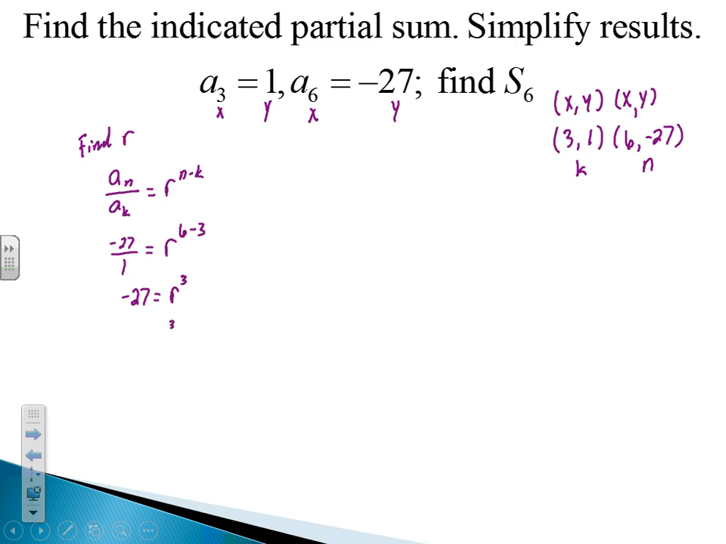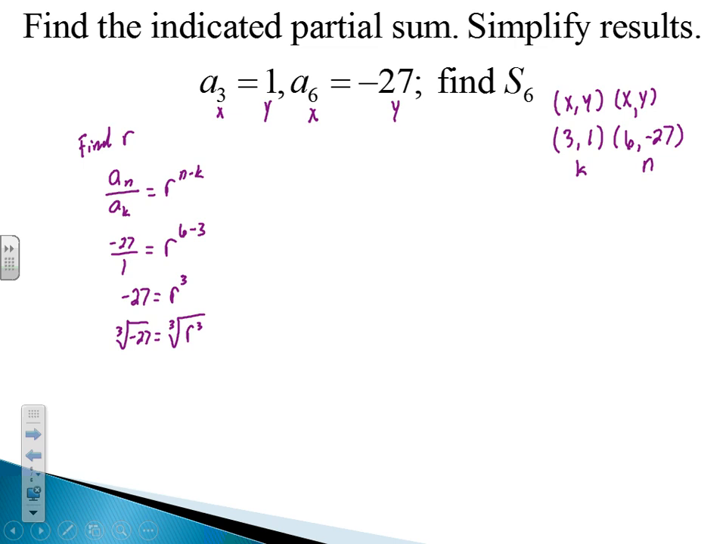Now at this point, what we're going to do is we're going to say the cubed root of r cubed and the cubed root of negative 27. Now, some of you may wonder, can I take the cubed root of a negative number? And in this case, yes. It's because the index number is an odd number, we'll still wind up with a real answer. We won't wind up with any imaginary numbers.